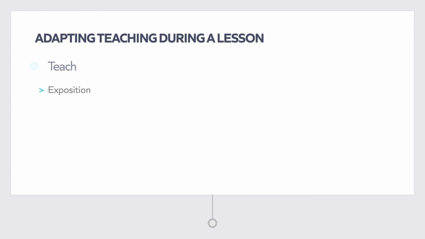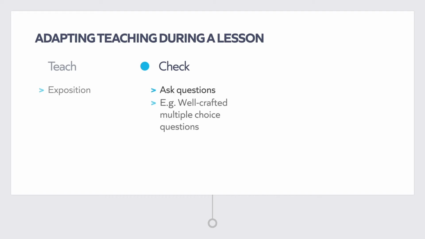The teacher can then check for understanding and respond based on what they find out. This part of the lesson is sometimes referred to as the we do part of the lesson. One way to check for understanding is through a series of questions. They could use a well-crafted multiple choice question that brings to light key misconceptions. Once teachers have this information, they can decide how to respond. You might need to re-explain something or correct a misconception.